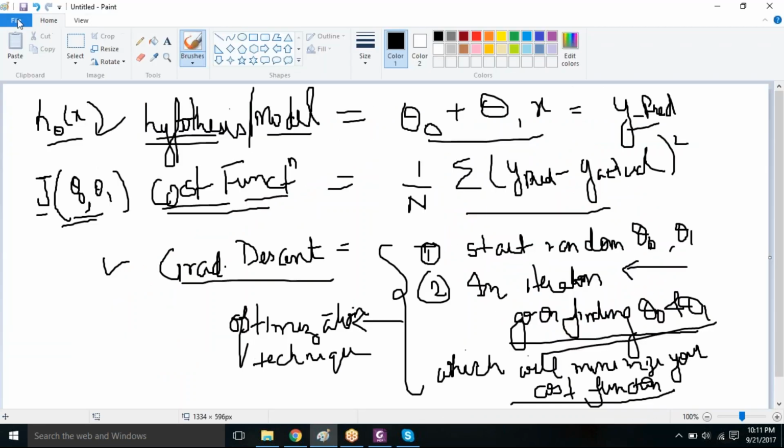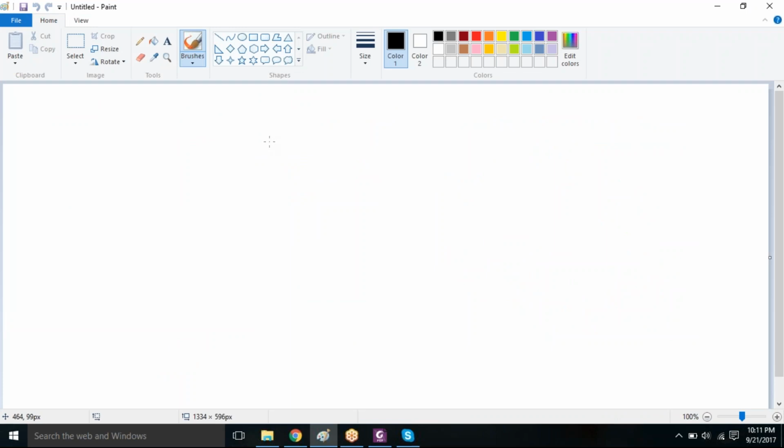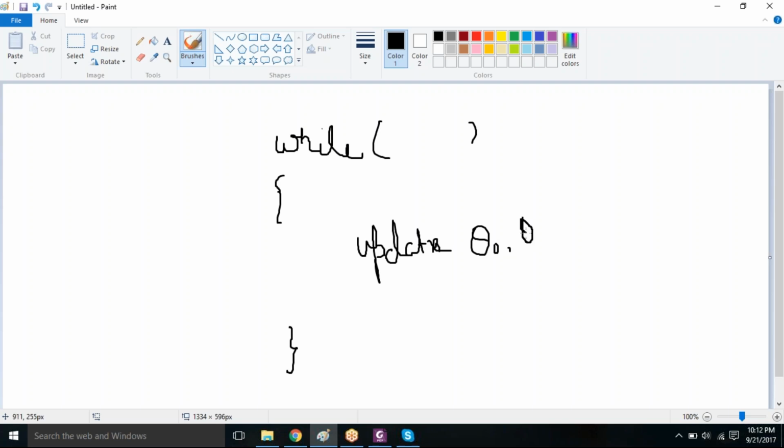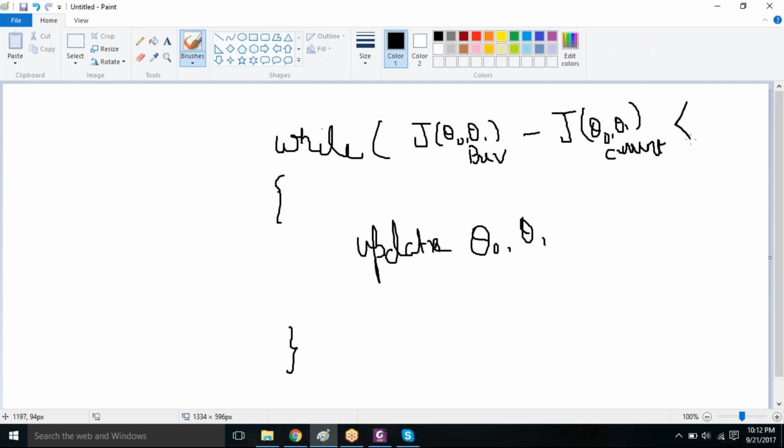Okay. So if you ask me how it is implemented, you go in a while loop and you go on updating your theta naught and theta 1. And till when? It cannot go infinite, right? So as you asked, whether it will go on minimizing further, no, it will not. Why? Because while J of theta naught and theta 1 of the previous iteration minus J of theta naught and theta 1 of the current iteration, if you find that this difference is less than, say, 10 to the power minus 7, a very small value, epsilon.